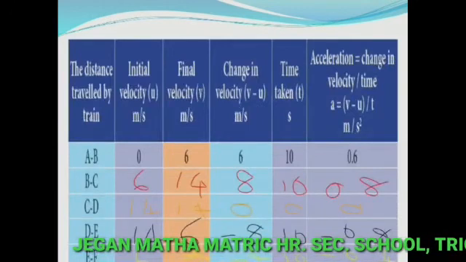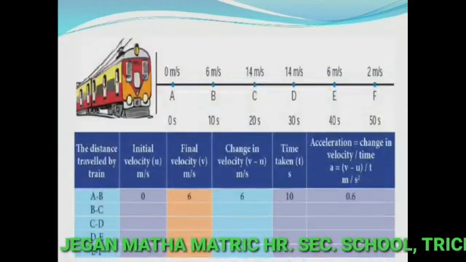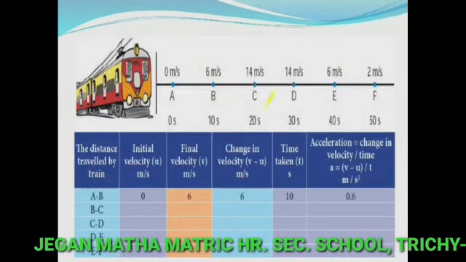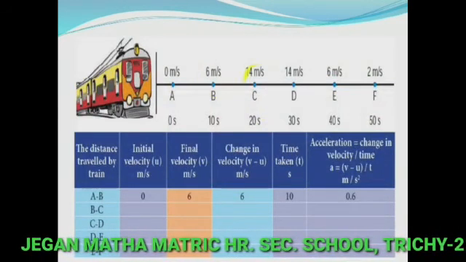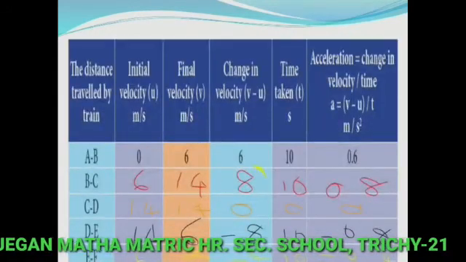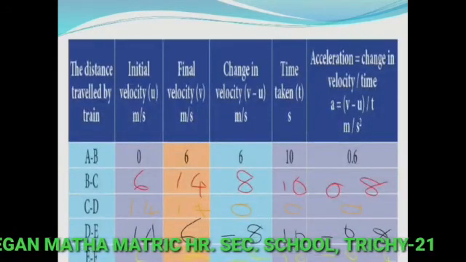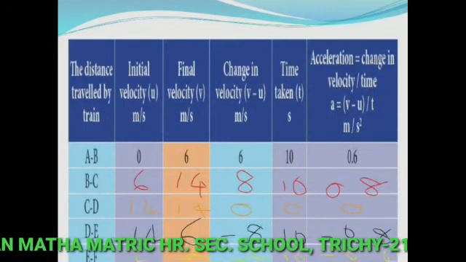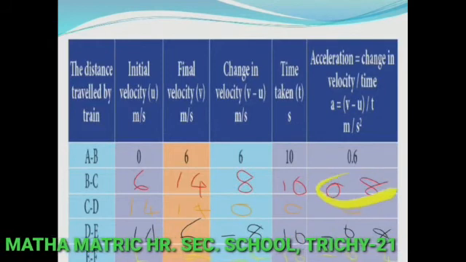So see B to C. Here from B, the initial velocity is 6. Then at C, this is the final velocity. So 14 minus 6, we get 8. Time taken 10. Then acceleration is 0.8.